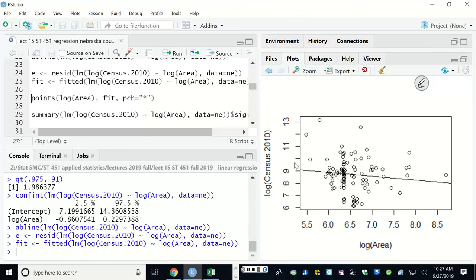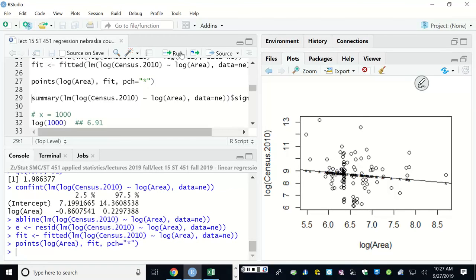Here I'm going to do points. I'm going to add points to this picture. The x value is still this log area as before. The y value is going to be the fitted. Where are those fitted values going to be if I add them to this line? They should all be on the regression line, right? So the fitted value or predicted value for this one's going to be right below here. We should have 4 kind of clustered here and then a couple like that. If we do that plot, right, those are where the predictions are.